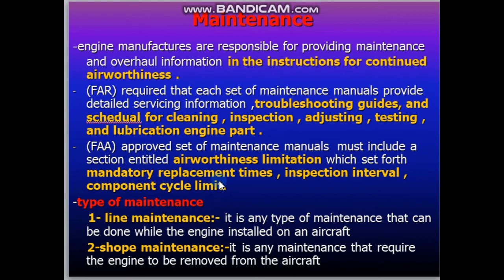So what about types of maintenance? We have two types of maintenance. The first one, line maintenance. The second one, shop maintenance. Line maintenance is any type of maintenance that can be done while the engine is installed on an aircraft. Shop maintenance is any maintenance that requires the engine to be removed from the aircraft. So line maintenance is like inspecting the oil, and this is like overhaul of the engine.